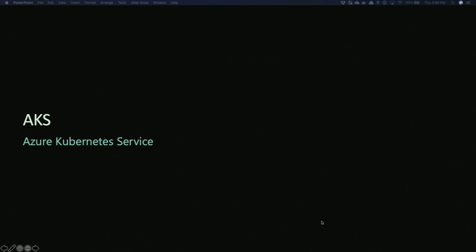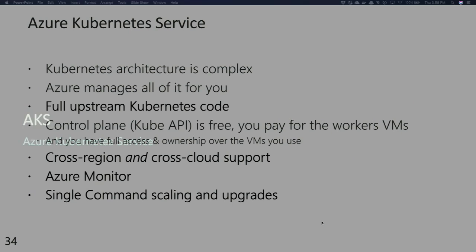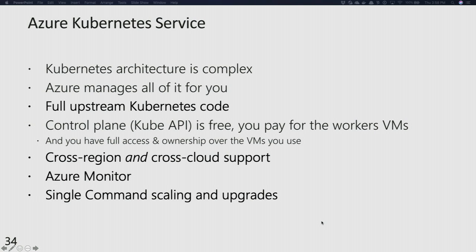So on to Azure Kubernetes Service. As we just saw, the Kubernetes architecture is fairly complex. There's a lot of components that do things. When things fail, they can fail in very interesting ways.